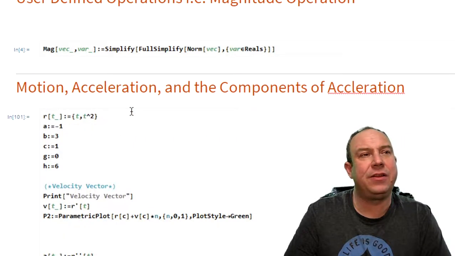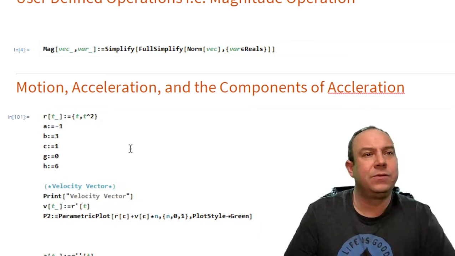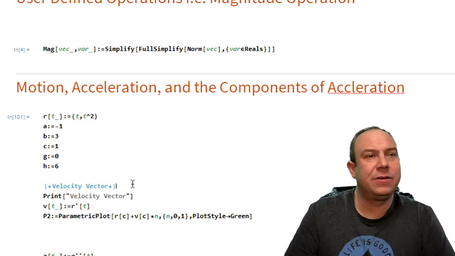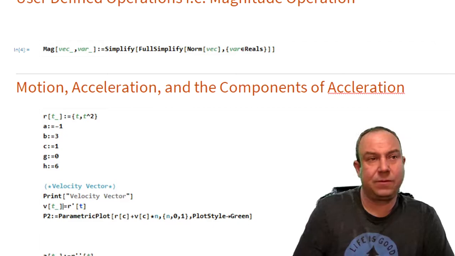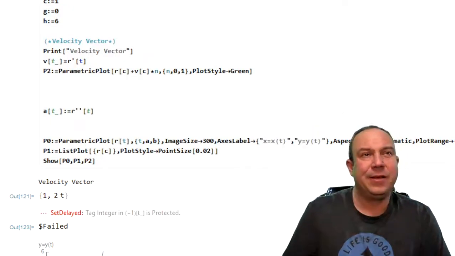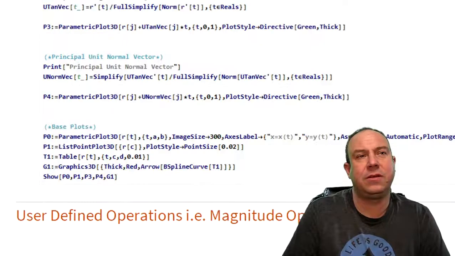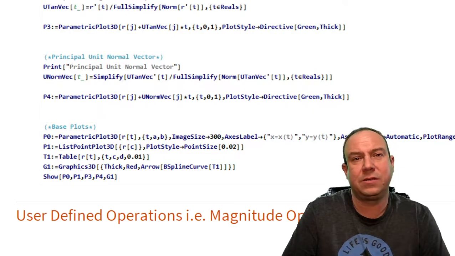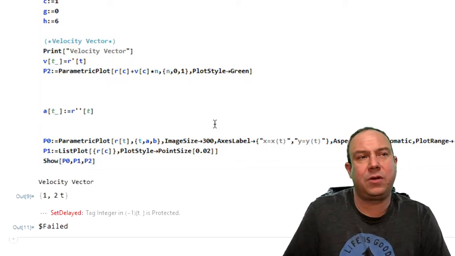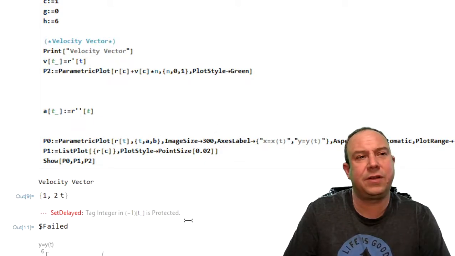Output 110 failed. It's failing on me here. What if we delete all output? Evaluation, quit kernel. Yes, I really want to quit the kernel. Again, I might make use of this, so I want to rerun that program once. And then I do want to make use of this. And it's still failing. Tag integer in is protected.